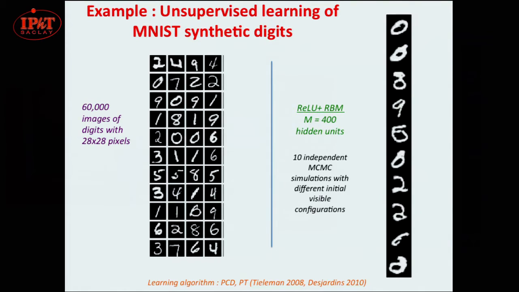So the size of the machine I did not mention. This is 400 hidden units, while the total number of visible units here is 28 by 28, which is a bit less than 800.